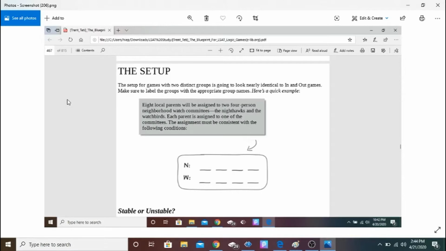So in this example, 8 local parents will be assigned to 2 four-person neighborhood watch communities, the Nighthawks and the Watchbirds. We know the two groups are the Nighthawks and the Watchbirds, so just N and W.